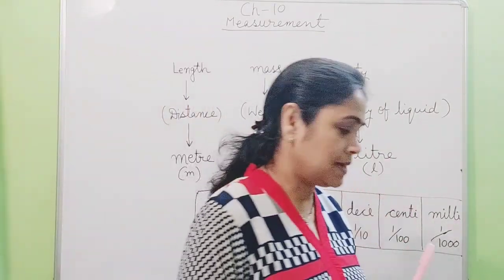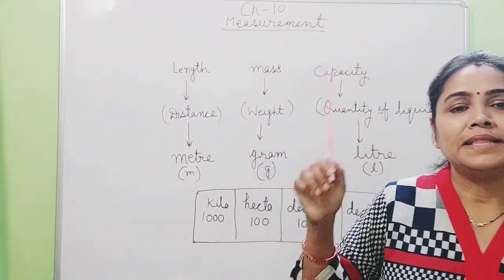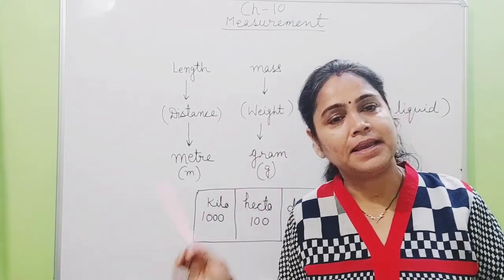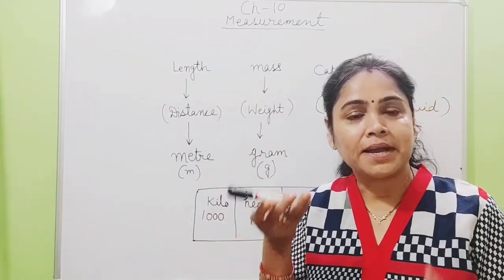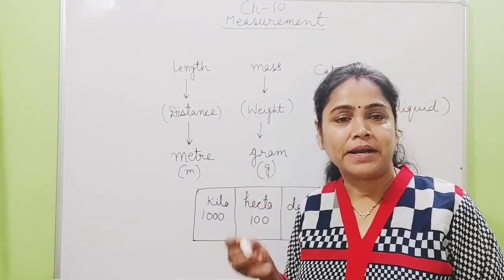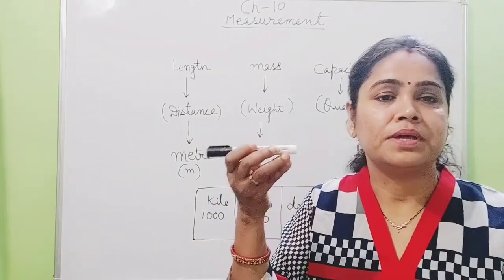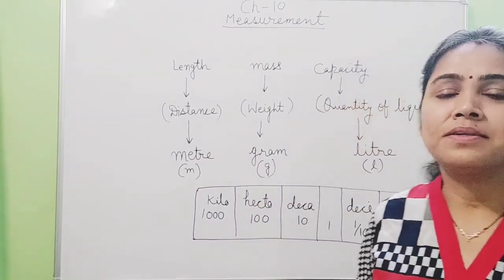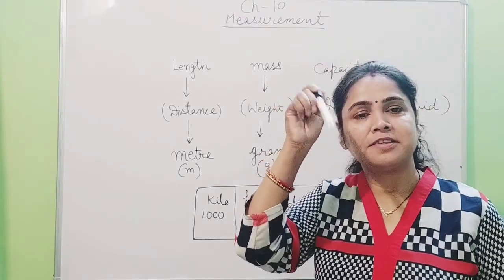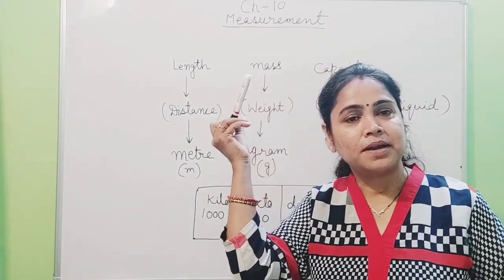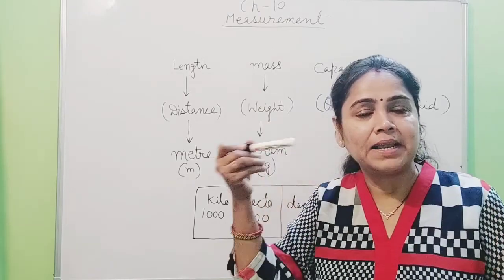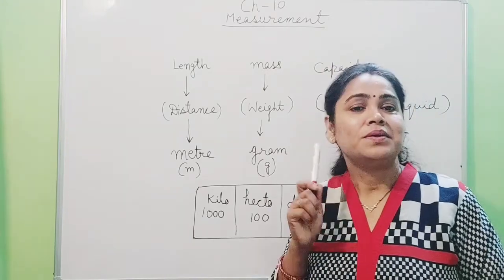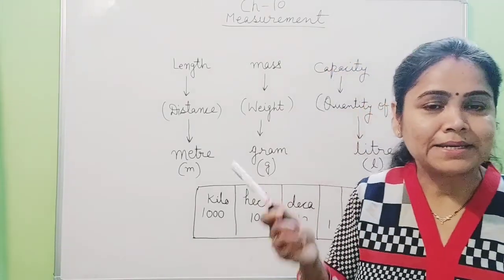Like if I am asking what is the length of this pencil, you will take a scale and measure the length. The weight of this pen, you will take and weigh it. Find its weight using a weighing machine or something like that. Similarly, if I ask you how much ink is there in this pen, you will use the unit liter, either milliliter or liter.